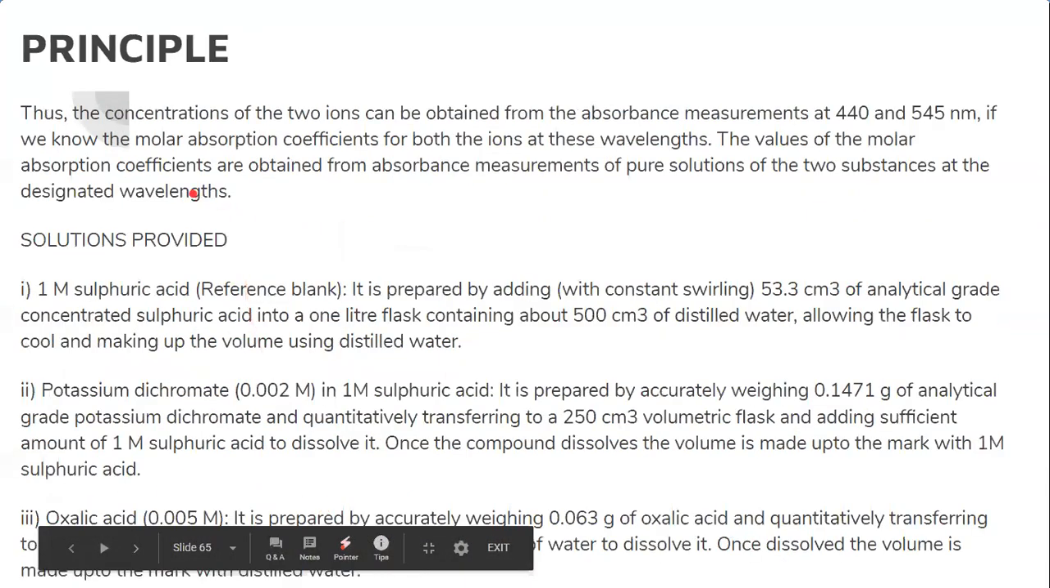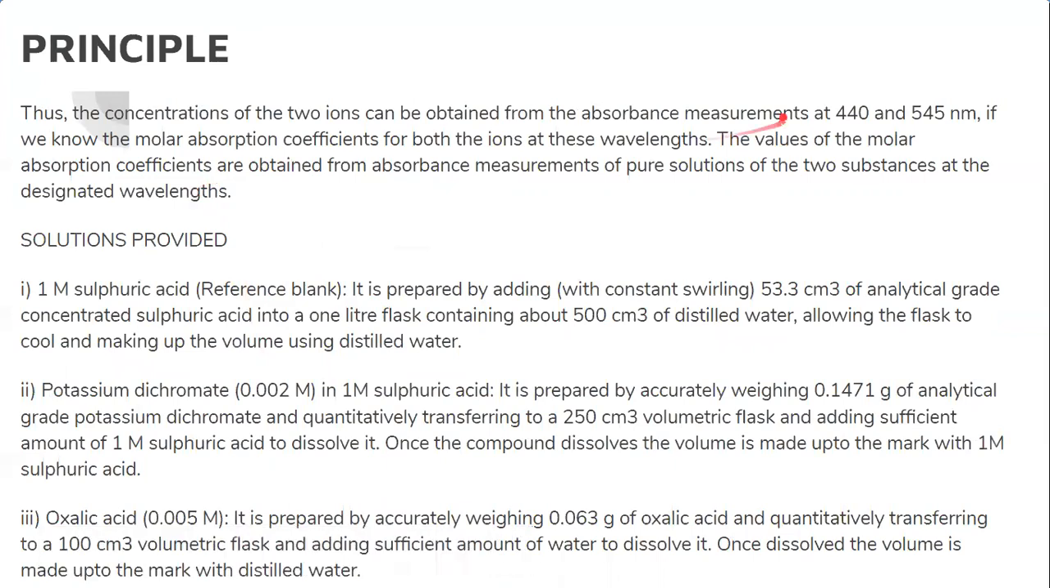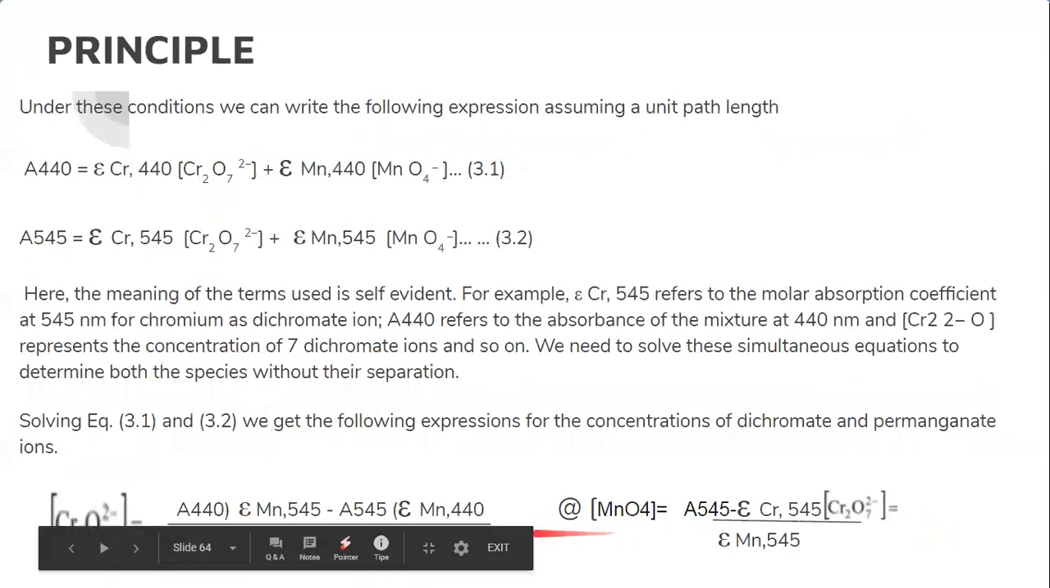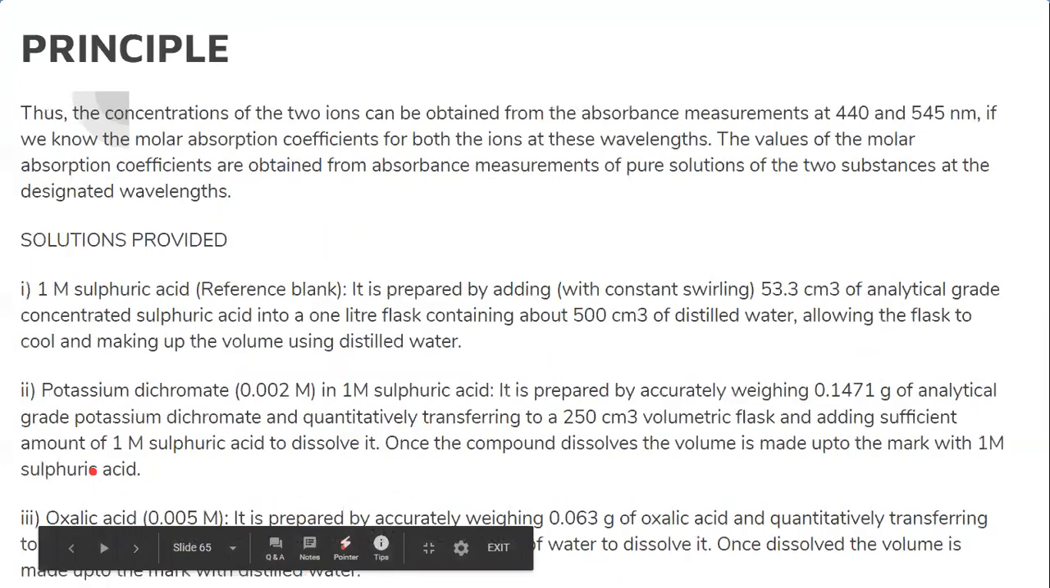Okay, let's see the principle. Just now I told you both ions show the absorbance at 440 as well as 540 nanometers. So first we need to find the molar absorption coefficient for both ions at these values, in pure form as well as in mixture form. Thereby we can substitute those values in equations 3.1, 3.2. By substituting these two values in these two equations, we can find the concentration of KMnO4 as well as potassium dichromate in the sample solution.